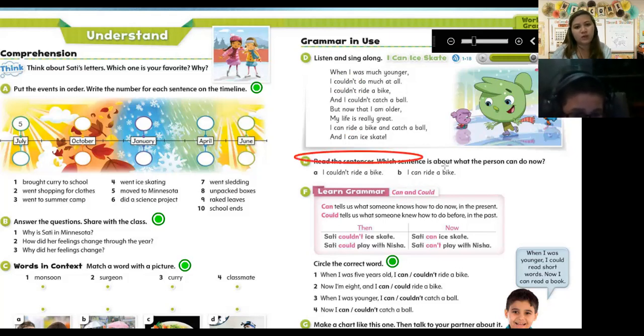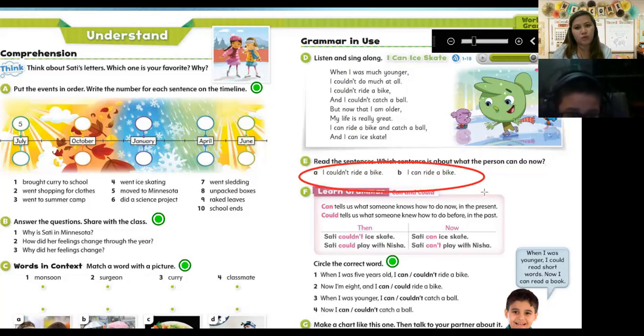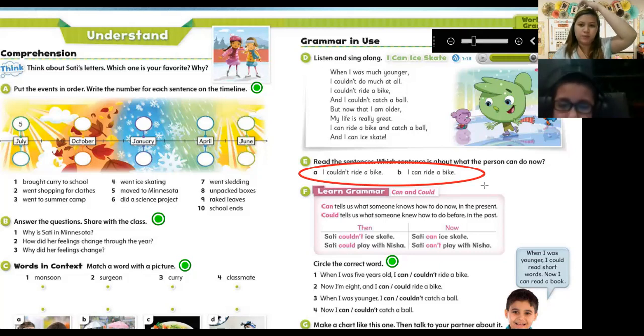Okay, so here, read the sentences. Which sentence is about what the person can do now? I couldn't ride a bike. I can't ride a bike. I can ride a bike. Okay, as you can see, we have it here: I can ride a bike. Okay, very good. Great job.